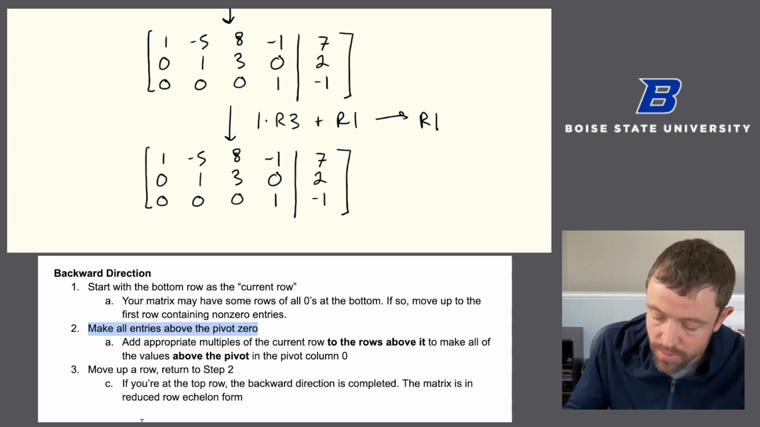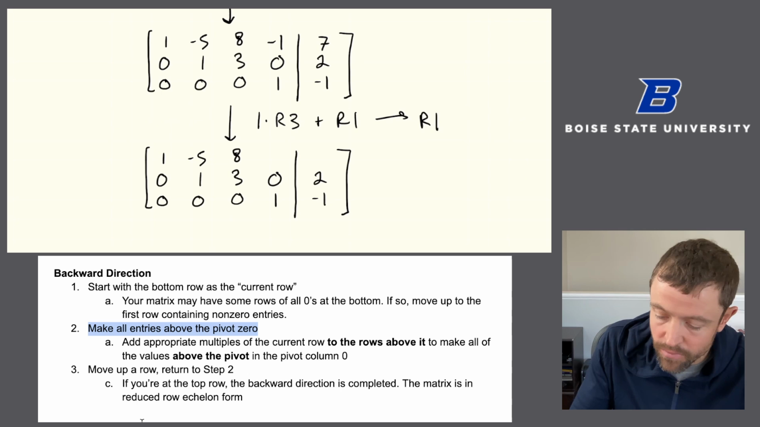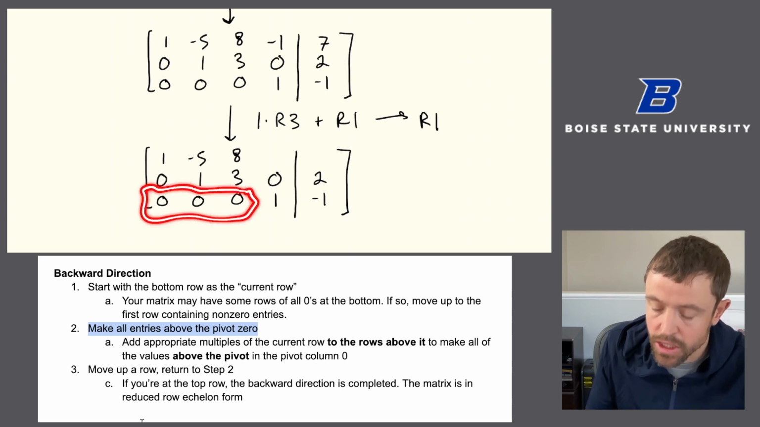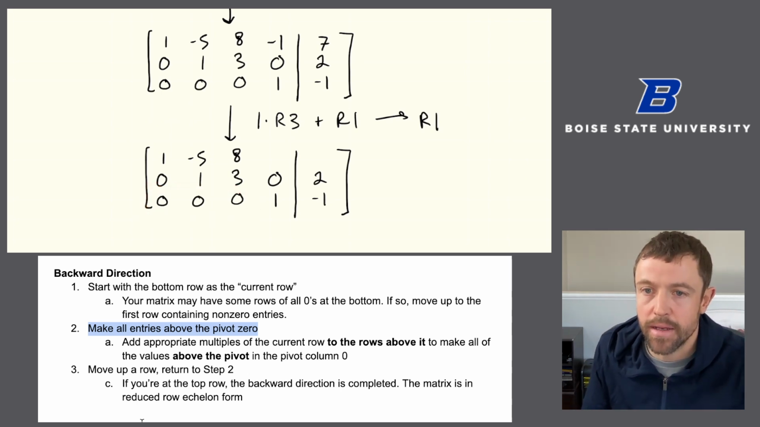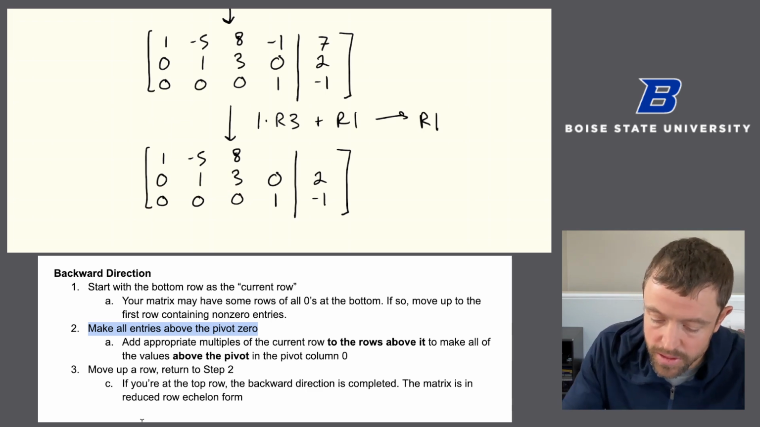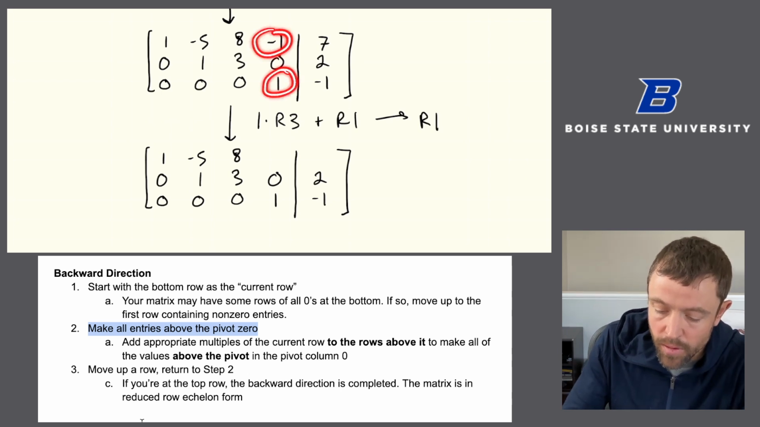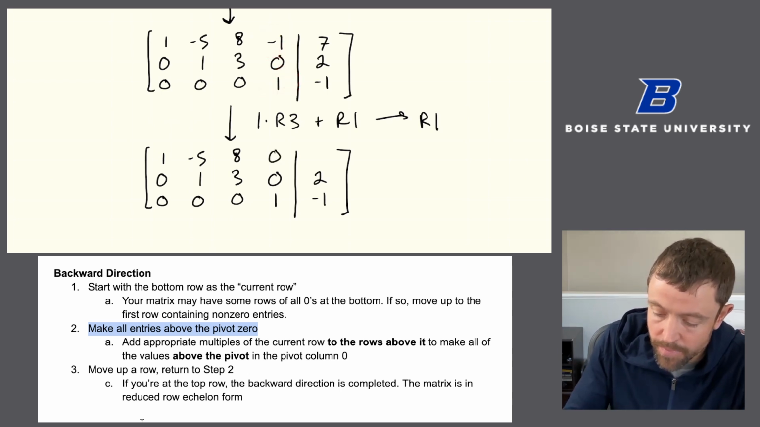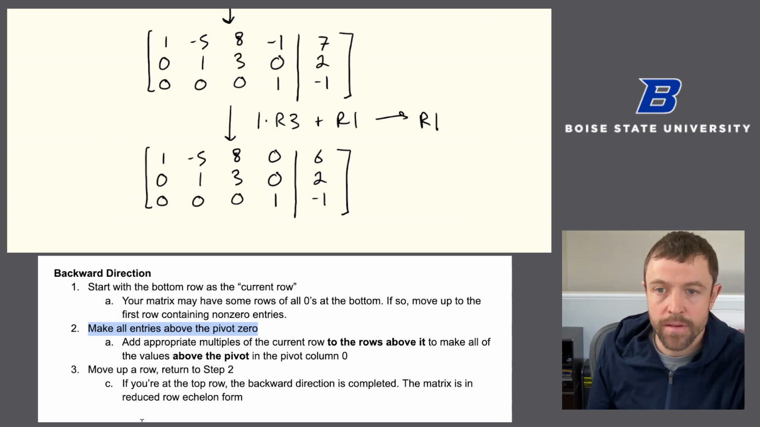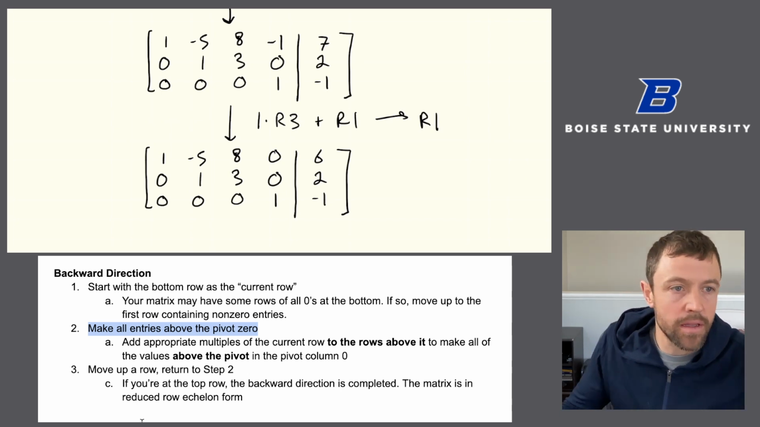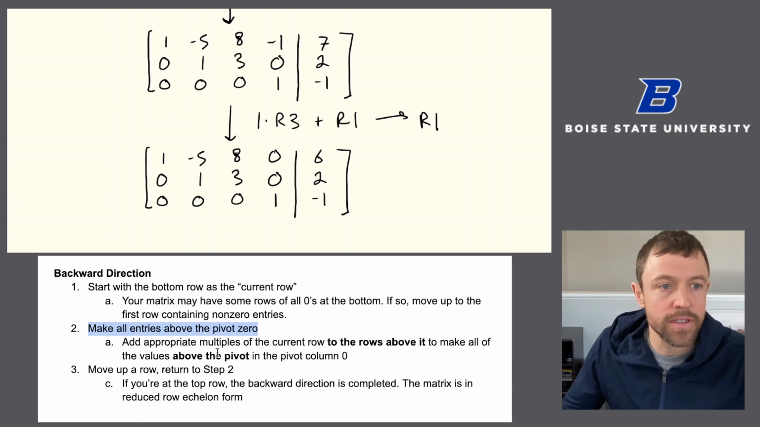And again, in this process I can only possibly change these entries, because when I add row 3 to things, these zeros don't change anything. So I only can possibly change those two entries there. What happens? Well, I'm just adding row 3 to row 1. So 1 plus -1 is 0. -1 plus 7 is 6. So I'm done with making the entries above the pivot 0. Now I need to move up a row and return to step 2.